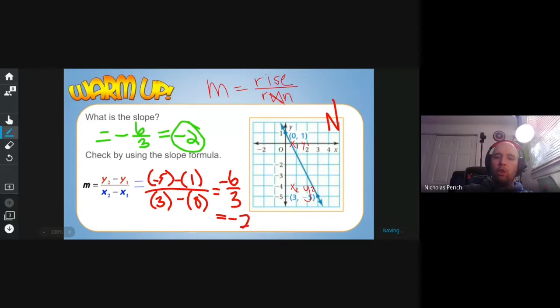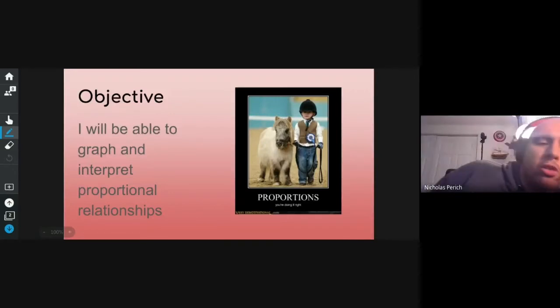Two ways of doing the same thing. But now you know both ways. And we're going to learn something new. It's called proportional relationships. What that is, you ask?